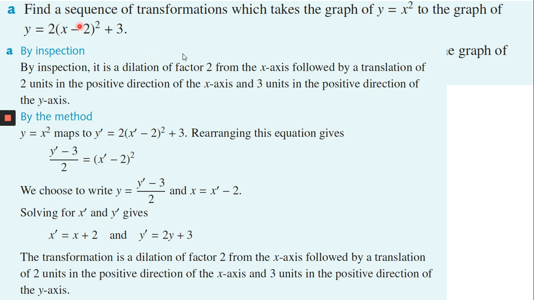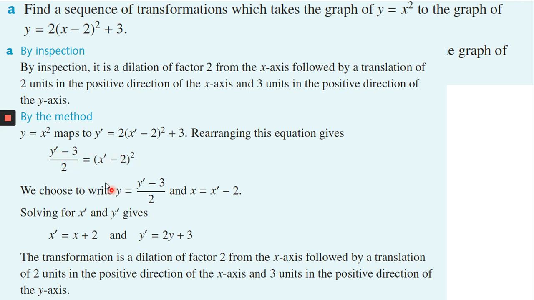So some of you will just be able to see that. But let's use a method, because there are going to be some that are too tricky for us to use just by knowing. So y equals x squared is the equation, and that maps to y dash equals 2 x dash minus 2 all squared plus 3. So this is just this, but instead of writing x and y, we're writing x dash and y dash, because that's the image. So we've got this equation. So we're now just going to rearrange it. So it's kind of in the form y equals x squared.